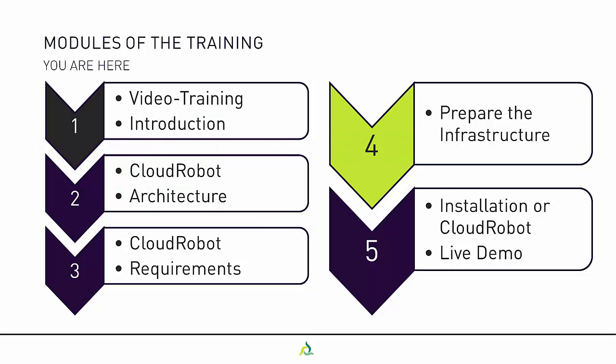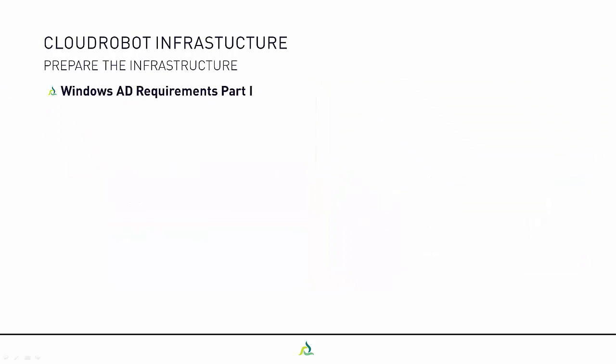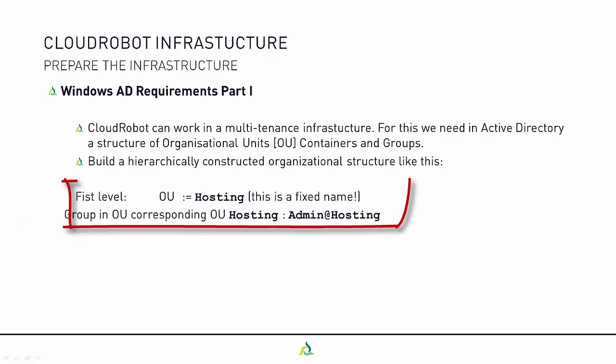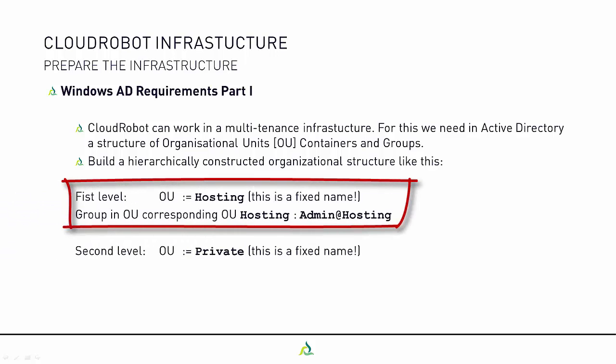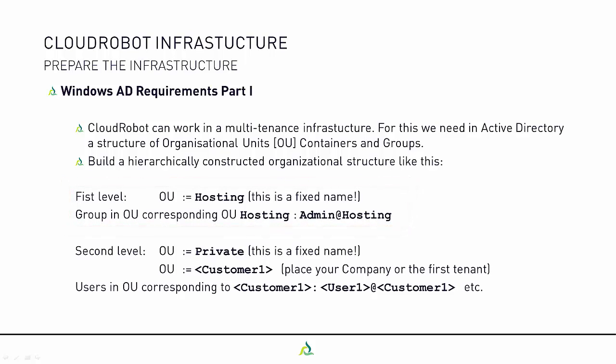To prepare the infrastructure, we have to follow a few steps as well. CloudRobot can work in a multi-tenant infrastructure. For this, we need Active Directory. The first level, the OU, is mandatory to be hosting, and you have to have an admin hosting user ID. Depending on the levels that you have, you can have multiple levels created.